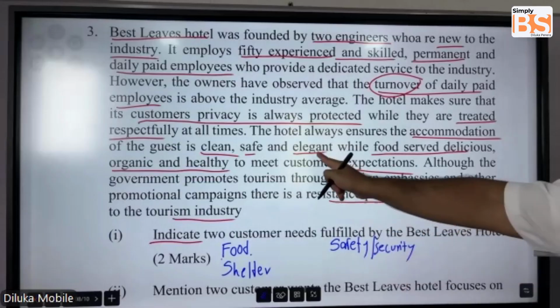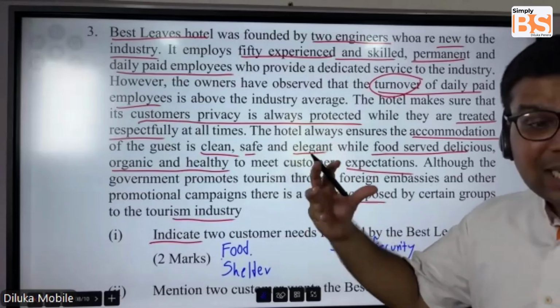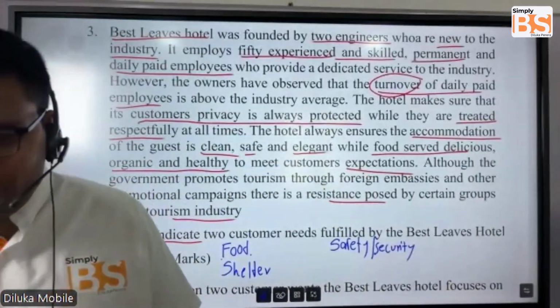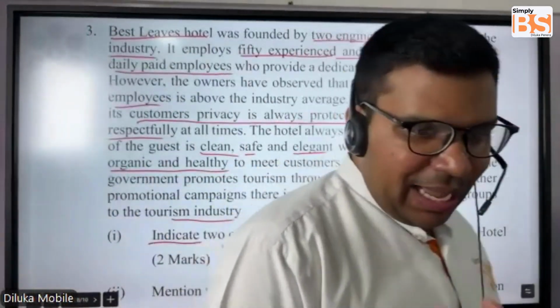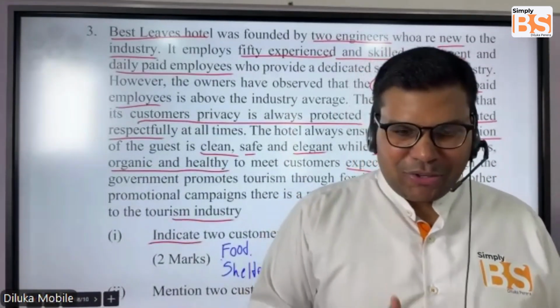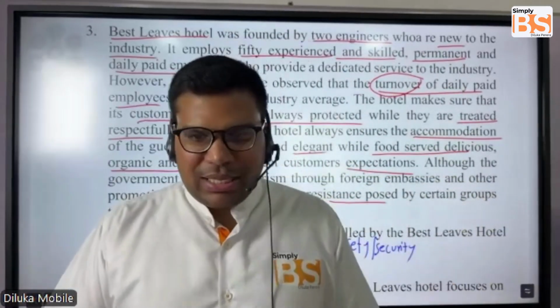You can write here, right? Okay. So they are providing an elegant accommodation, not a very basic level of accommodation. Elegant means what? Elegant, safe, clean accommodation. You can write that also. When it comes to accommodation, like shelter, shelter is the need.